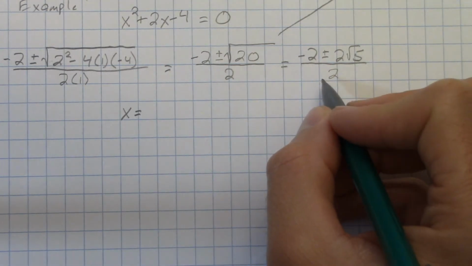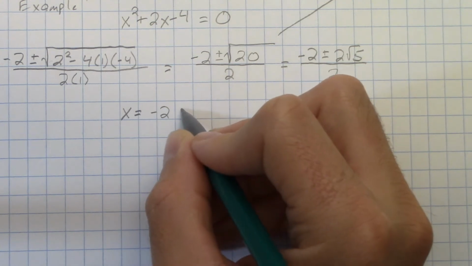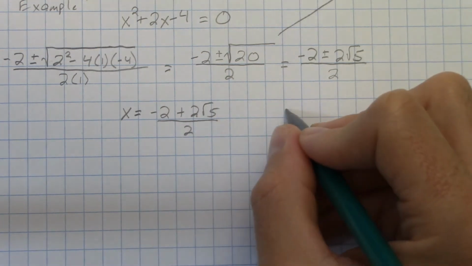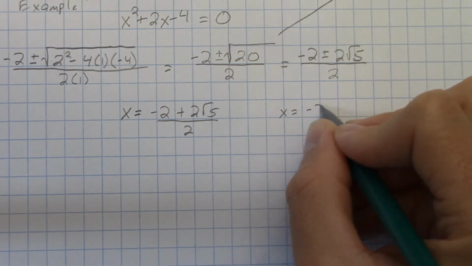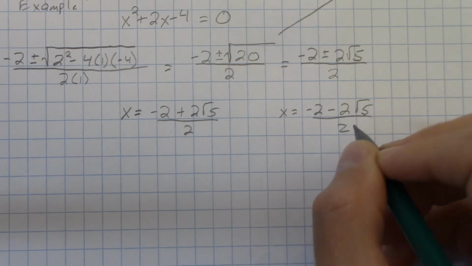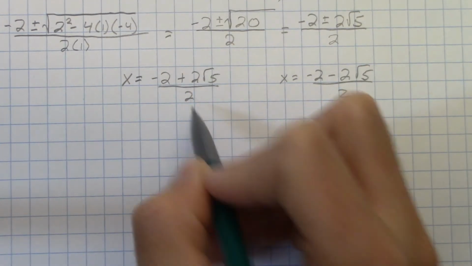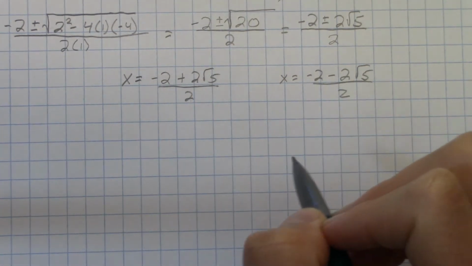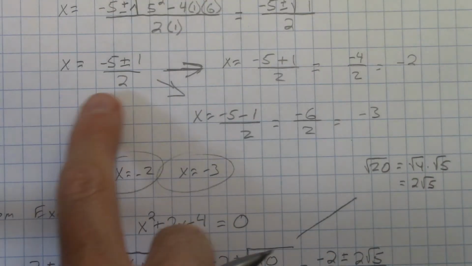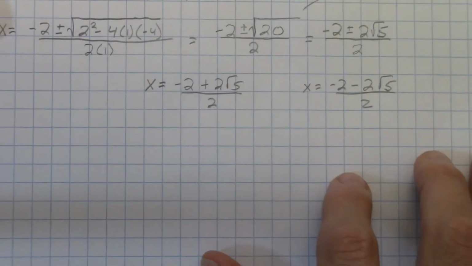This is where we can break this up into two problems, so I'm going to do that now. It's going to be -2 plus 2 root 5, all of that over 2, and then the other one is -2 minus 2 root 5, all over 2. What's happening is this whole numerator is being divided by 2. So these are the two separate problems, like I did in the previous example, where when you get to that plus or minus, you break it into two problems, because you're going to have two solutions.